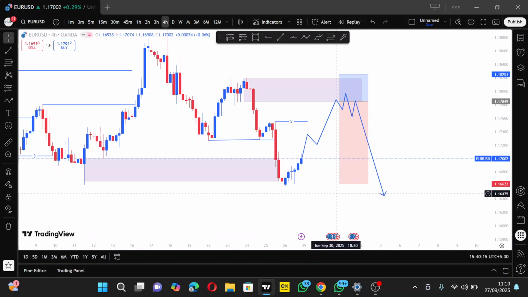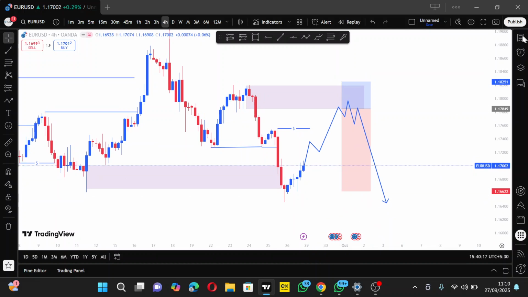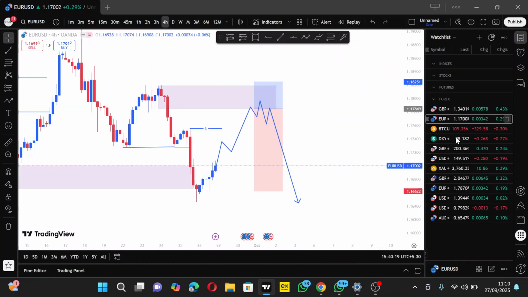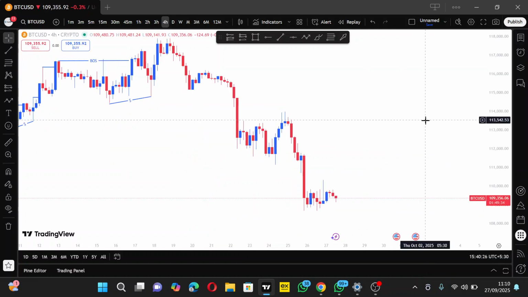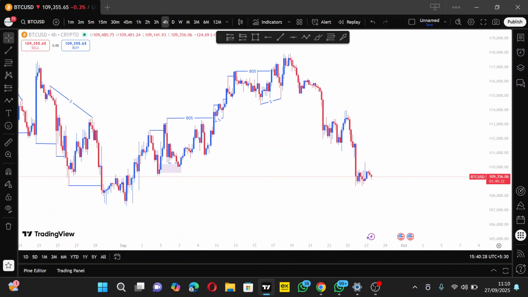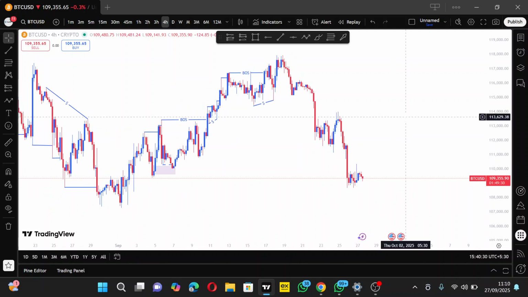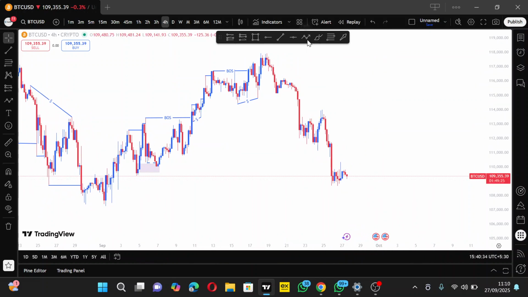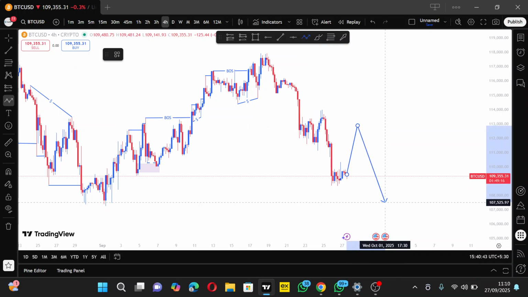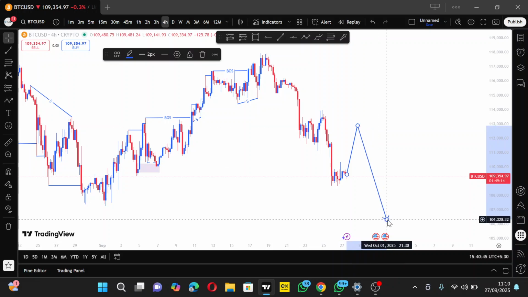So this is for EUR USD. Now let's go to other pairs. Let's go to BTC. For BTC, we are still expecting sellers to come in. No buy is valid yet. My analysis is that I'm waiting for BTC to move all the way to this area before we sell again. This is continuation.